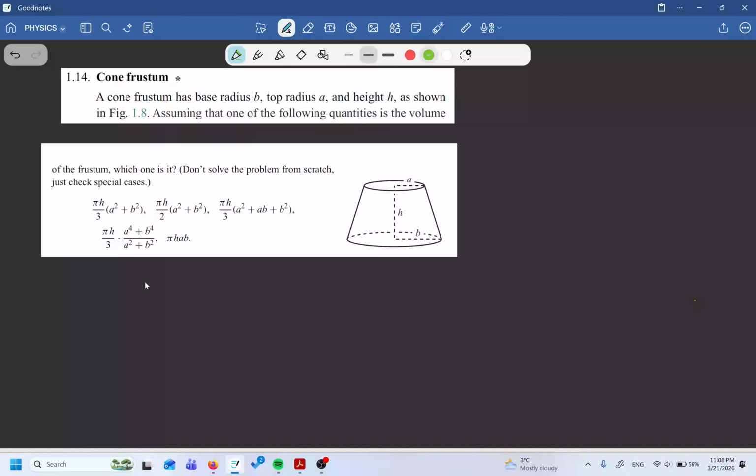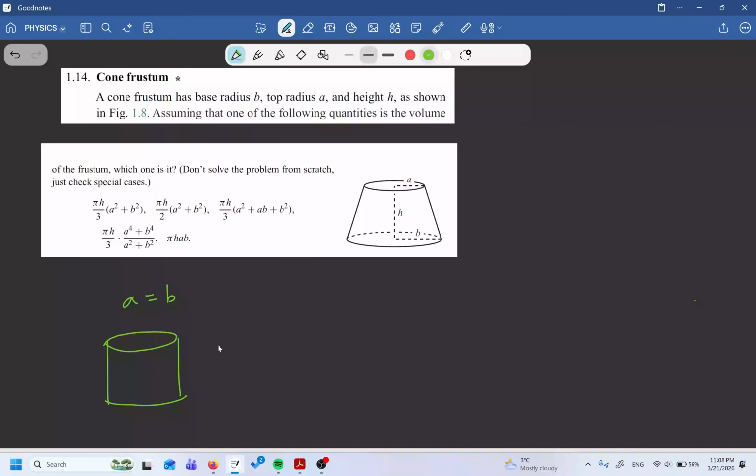We should just check special cases. So let's refrain from using any sort of formula and just try to look at edge cases. First, let's consider some special cases by changing a and b. What if we make a equal to b? Then this would just become a cylinder.